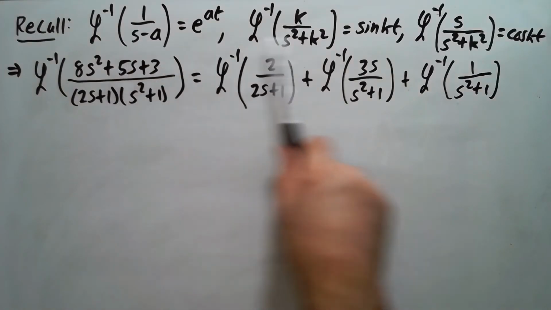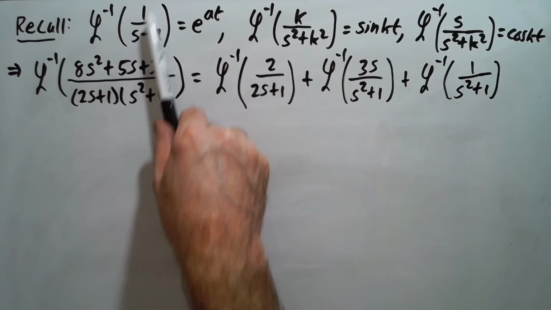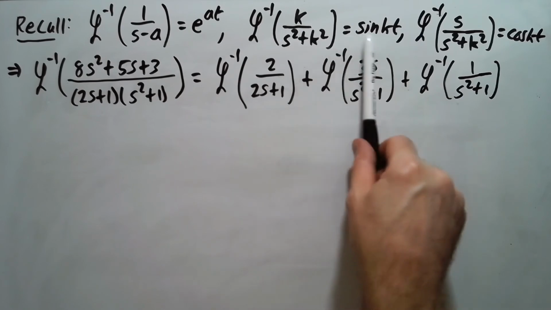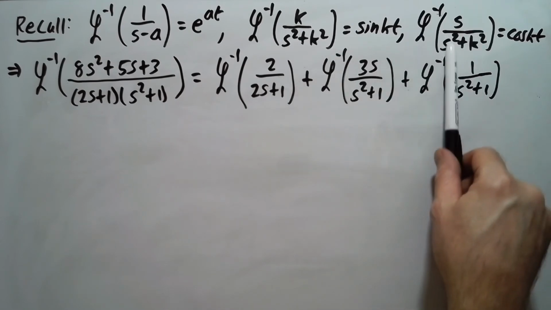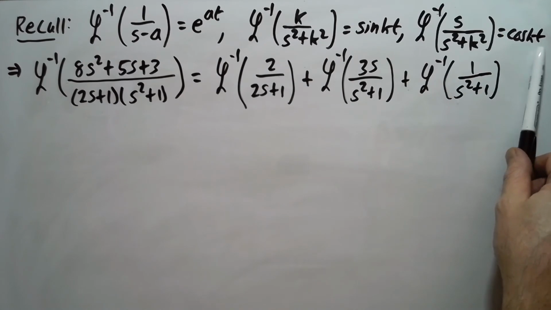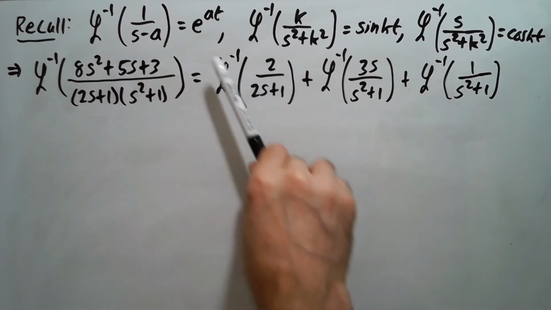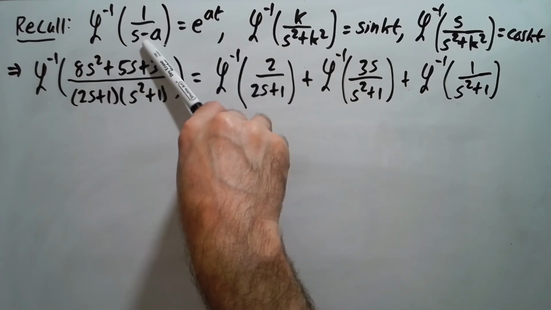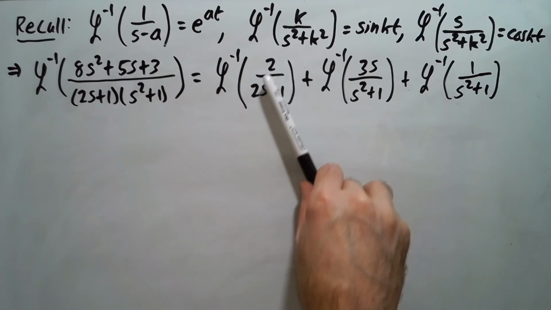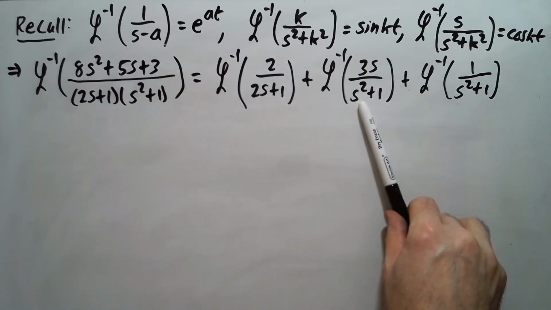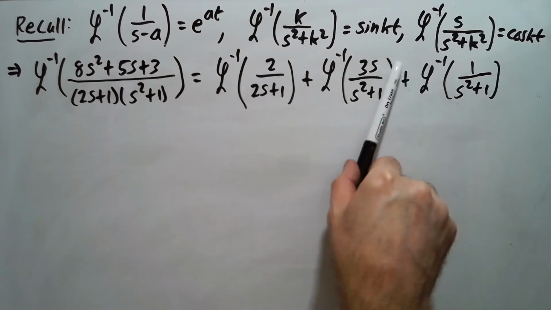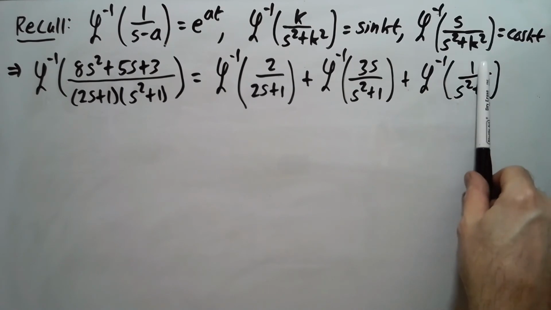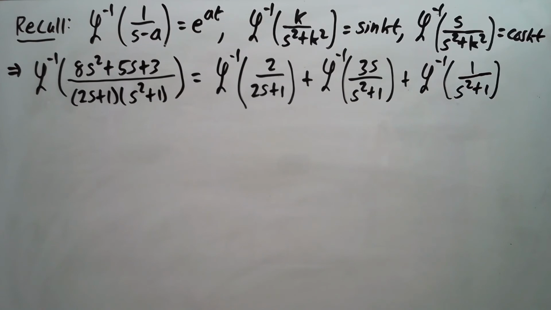Okay, so we're going to be using these recalls now. Recall, we said the Laplace inverse of 1 over s minus a is e to the at. The Laplace inverse of k over s squared plus k squared is sine kt. The Laplace inverse of s over s squared plus k squared is cosine kt. So this one looks like this one, but we need to make a slight adjustment. There's an s there and no s squared. This one has an s squared and an s on top, so it would have to agree with the one over here. And this one has an s squared in the bottom and no s on top, so it's going to look like this. Let me note that here.